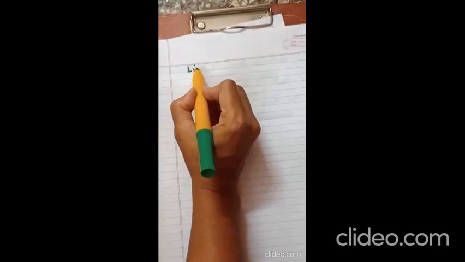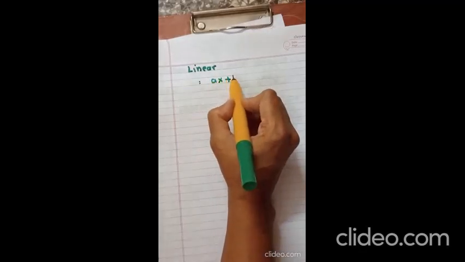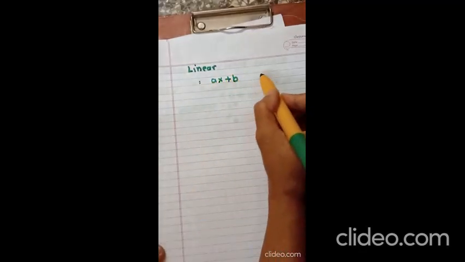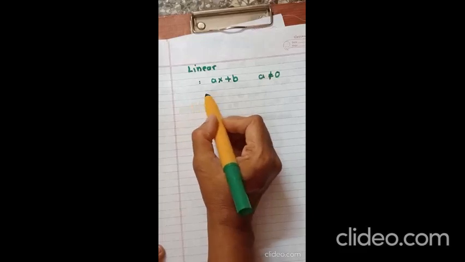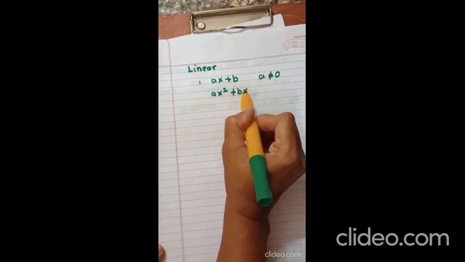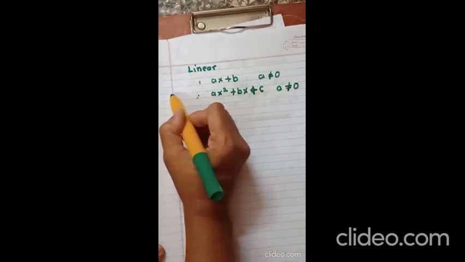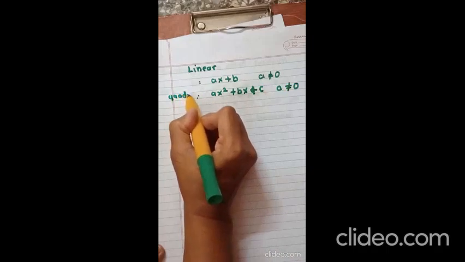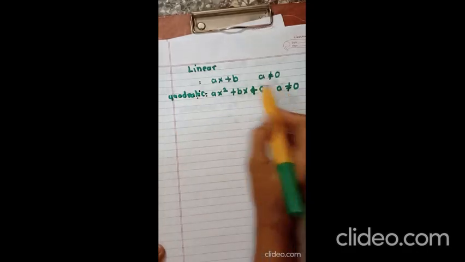In general, the linear polynomial, how can we show this? Ax plus b. This is the general form, where a is not equal to 0. In the quadratic, we can show ax square plus bx plus c, where a is not equal to 0. Why am I writing all this? This is a quadratic equation. Why am I writing like this? Because a should not be 0.